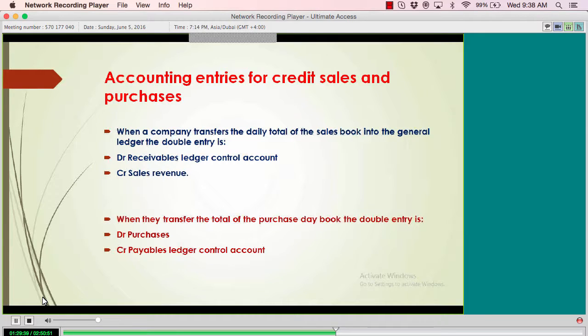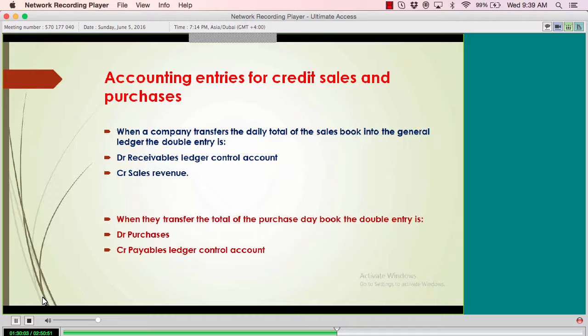Accounting entries: debit the receivables control account with the full total from the sales day book, credit sales revenue. Similarly, when you purchase, take the total purchases for the particular period as one entry: debit purchases, credit the payables ledger control account. So you can see how easy the accounting is, otherwise it's going to be too many entries.